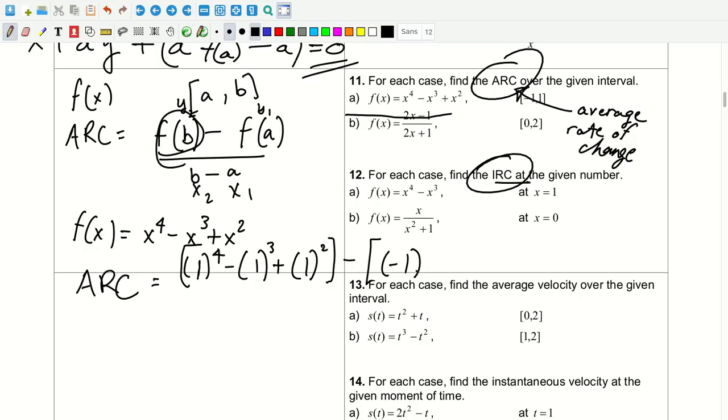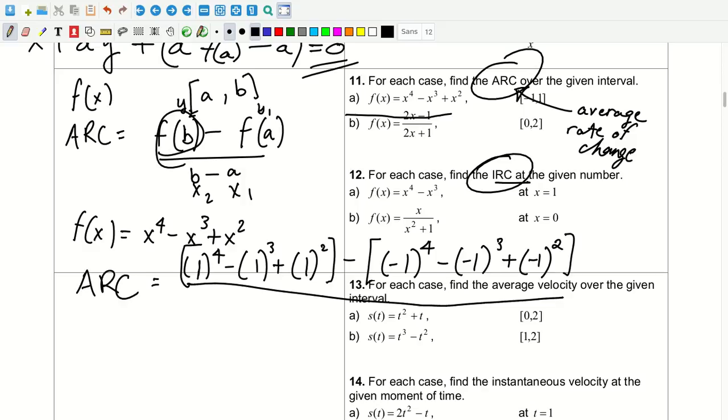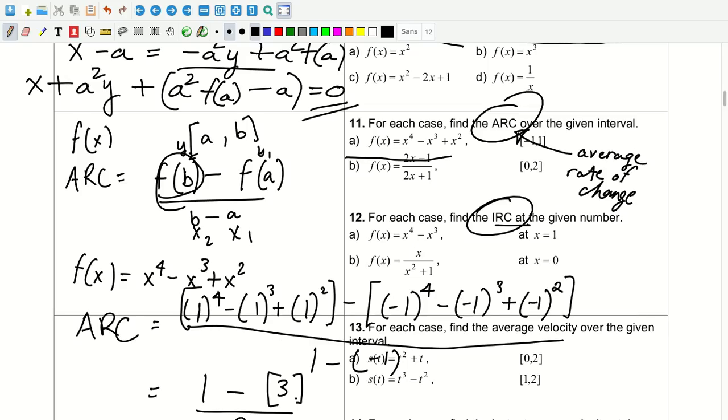And so I do that, all over b minus a, so it'd be 1 minus negative 1. Done. So I evaluate: 1 minus 1 plus 1, that's 1, minus, and I get 1 plus 1 plus 1, so 3. And then I get 2 on the bottom, so I get negative 1 as my final result for the average rate of change.